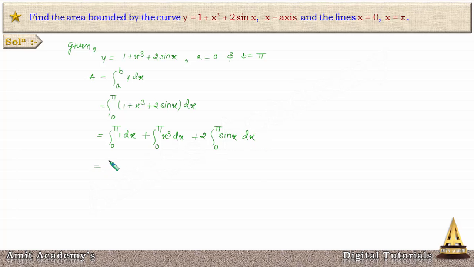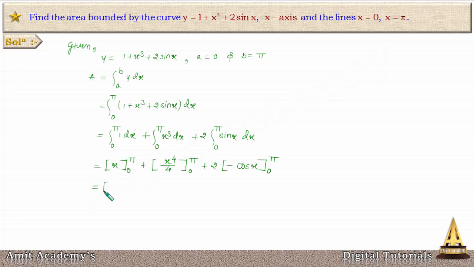So we know that integration of 1 dx is x, and the limits are from 0 to pi, plus integration of x cube dx will be x raised to 4 upon 4, and the limits are from 0 to pi, plus this 2 here as it is, and we know that integration of sin x dx is minus cos x, and the limits are from 0 to pi.